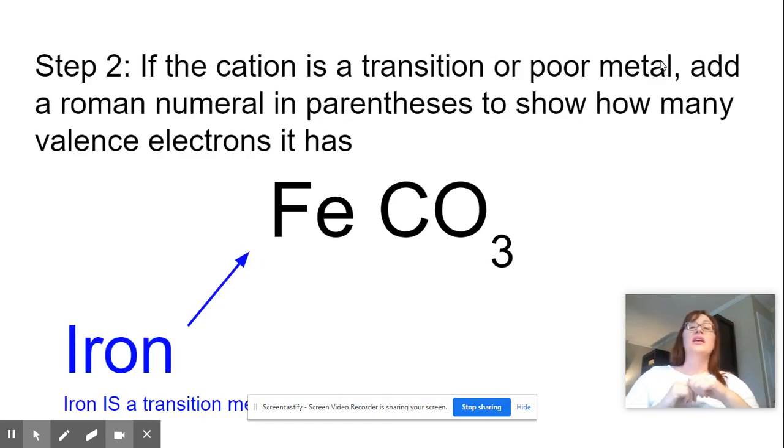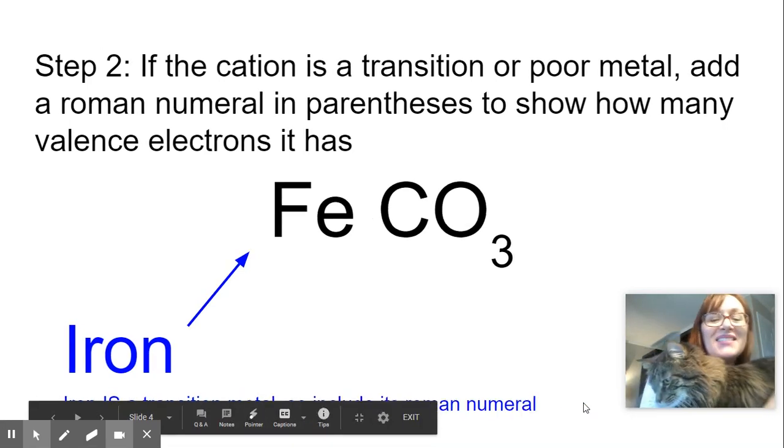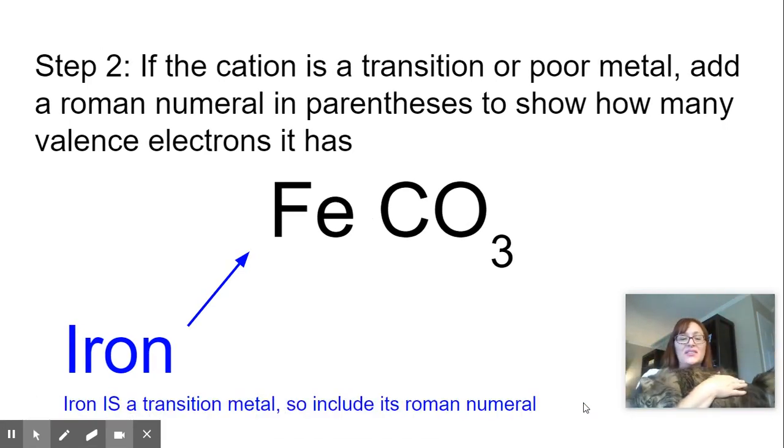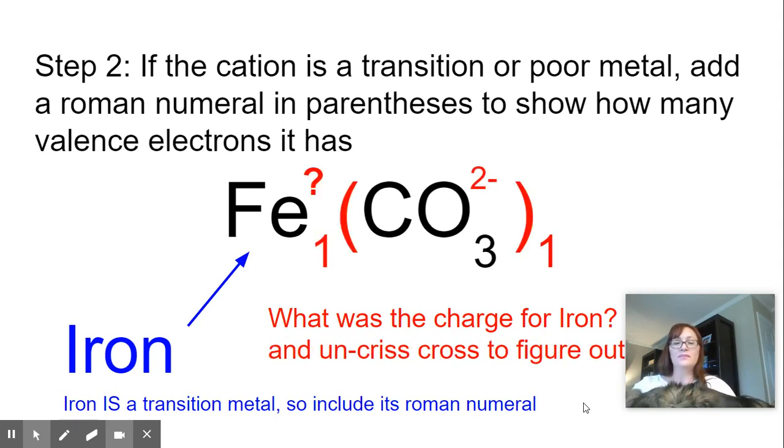Step two, if the cation is a transition or a poor metal, I have to add a Roman numeral in parentheses to show how many valence electrons it has. And this is where things get a little bit more tricky. And we have a cat attack. So I'm going to have to do a little bit of detective work on this one. I've got to figure out what the charge for the iron was. In other words, I need to uncriss-cross and unreduce this chemical formula.